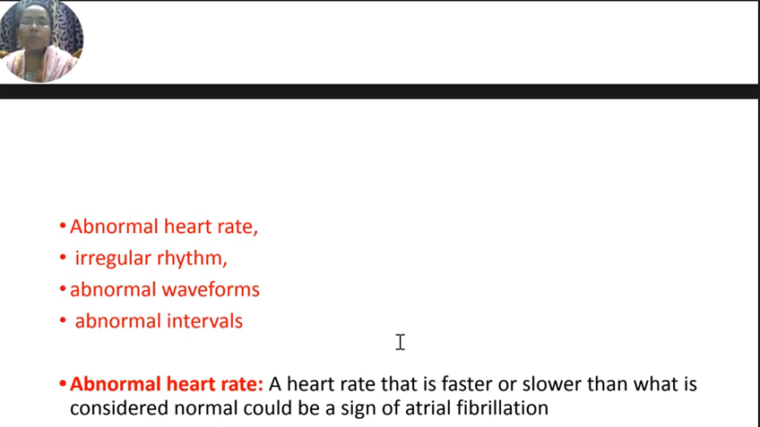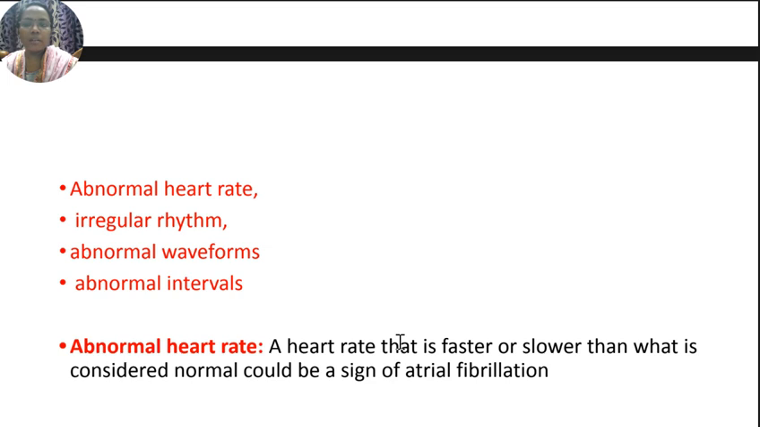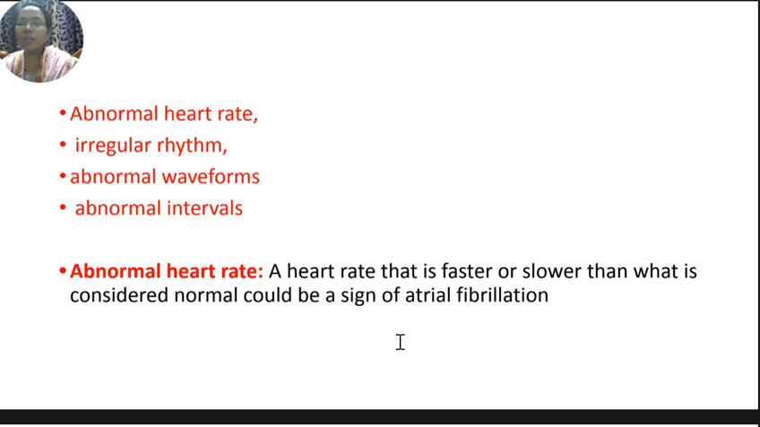Now we move on to the abnormal heart rate, that is abnormal ECGs. What are the different abnormal patterns of ECG? What are the different kinds of disorders present in the heart? The abnormal heart rate, irregular rhythm, abnormal intervals, tachycardia, faster heart rhythm, slower heart rhythm. These are some categories of the abnormal ECGs.